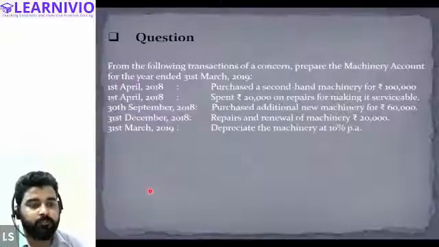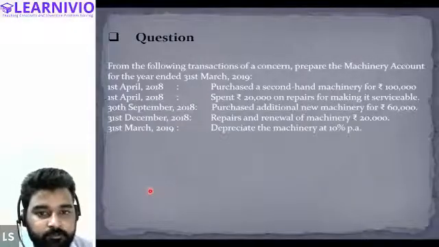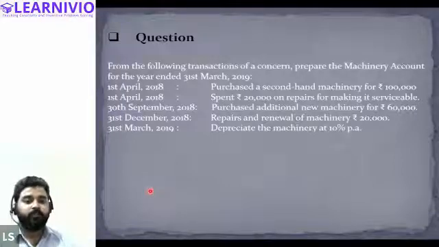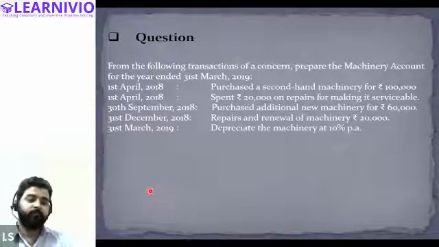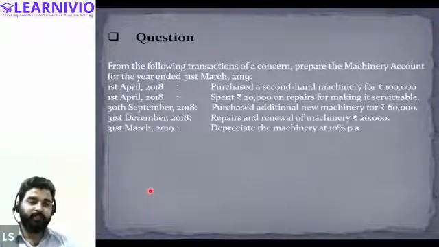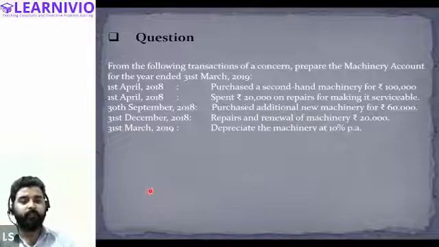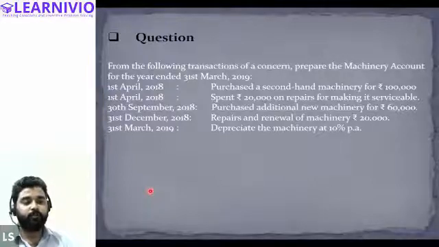This is the question, and it is a simple question. From the following transactions of a concern, prepare the machinery account for the year ended 31st March 2019. In this question, you need to prepare the machinery account for only one year, 2018-19. The transactions relate to 2018-19 only, so you need to prepare the machinery account for only one year.